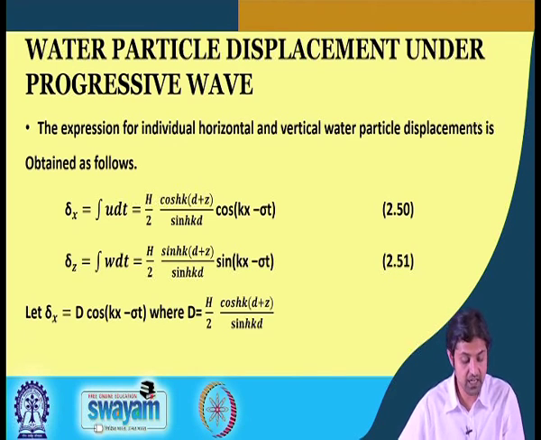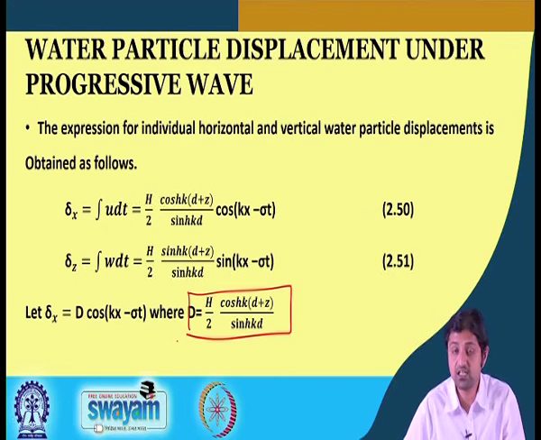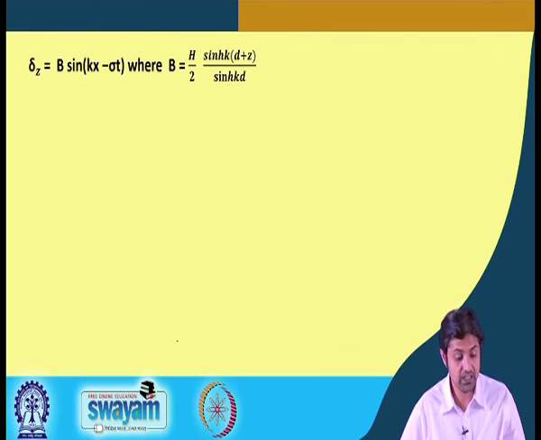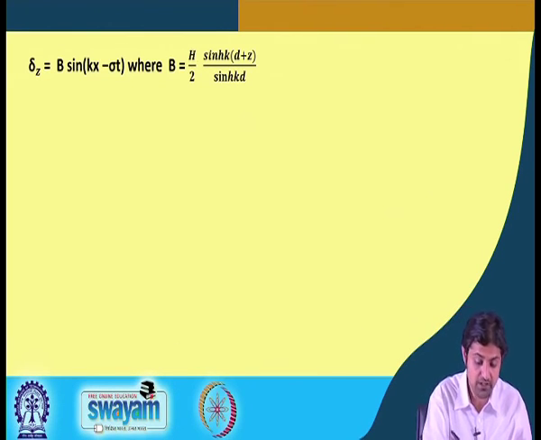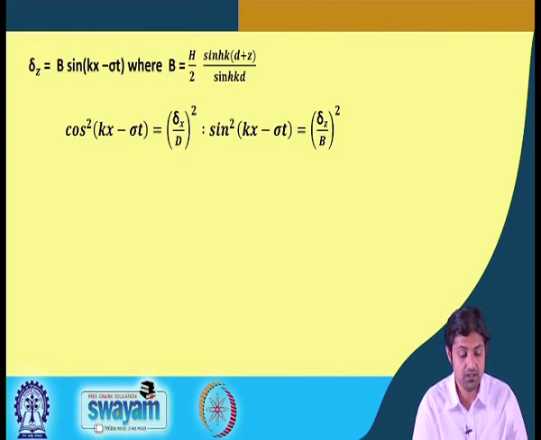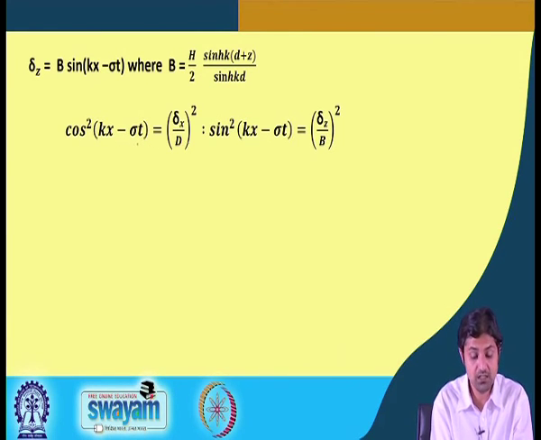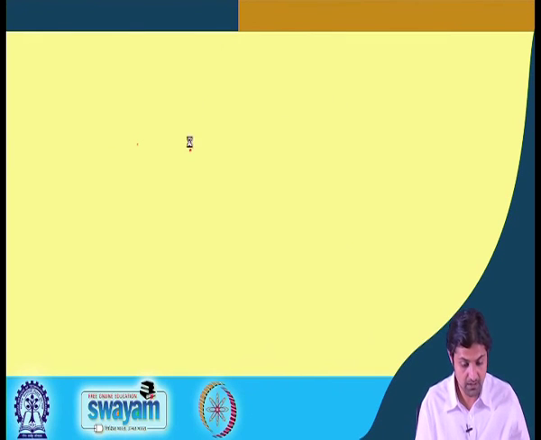Now, if we say delta x is equal to d cos k x minus sigma t, and we say d is h by 2 cos h k d plus z divided by sin h k d, and similarly we assume delta z is b sin k x minus sigma t, where b is a different quantity called h by 2 sin h k d plus z divided by sin h k d. Therefore, we can write cos squared k x minus sigma t is delta x by d whole square. All right. Let us go back.